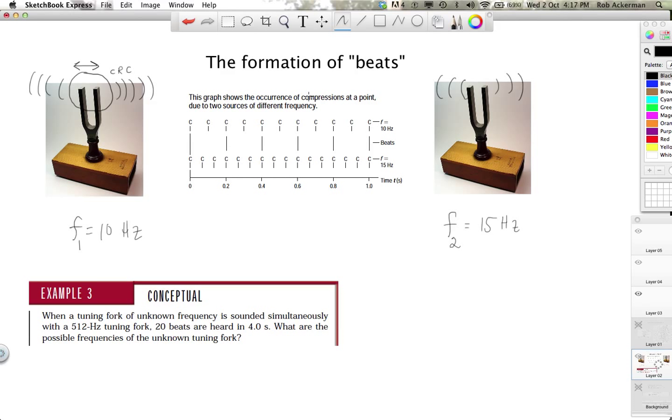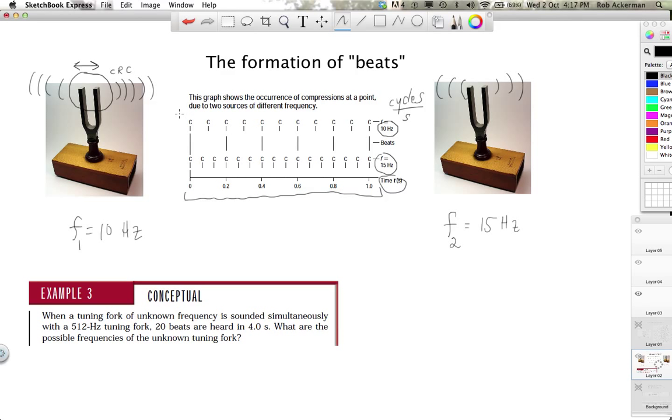So this diagram here, which is also from your textbook, Physics 11 by Addison Wesley, you see for the 10 hertz tuning fork and the 15 hertz tuning fork, remember this means 10 cycles per second, or 10 vibrations per second. So what they've shown you down here is 1 second worth of time, and they're showing you how the compressions would be spread out in time.